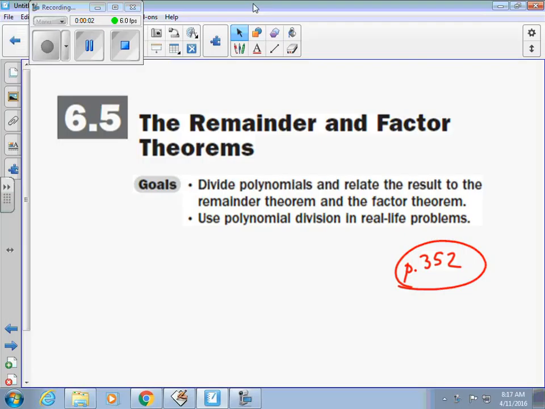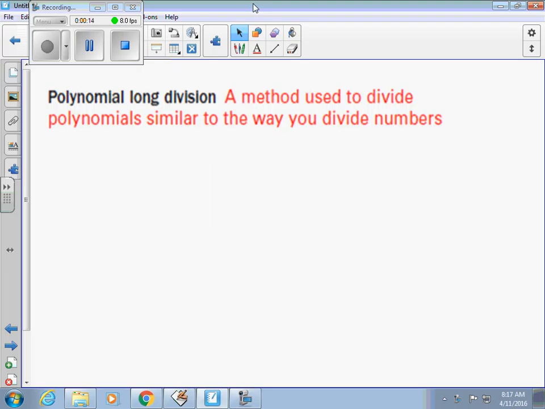This is Algebra 2, Lesson 6.5, the remainder and factor theorems, with dividing polynomials and relating results to the remainder theorem and factor theorem, beginning on page 352.